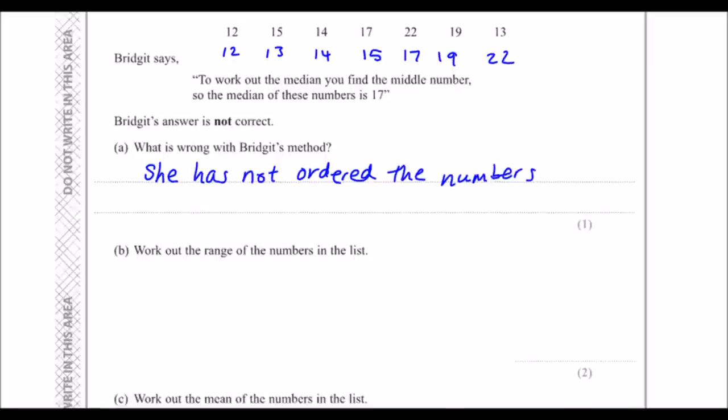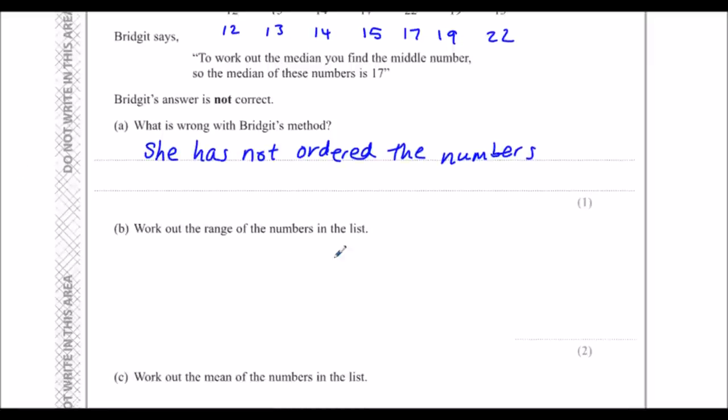Work out the range of the numbers in the list. So the range is the biggest number, which is 22, take away the smallest number, which is 12. So 22 take away 12 is 10.